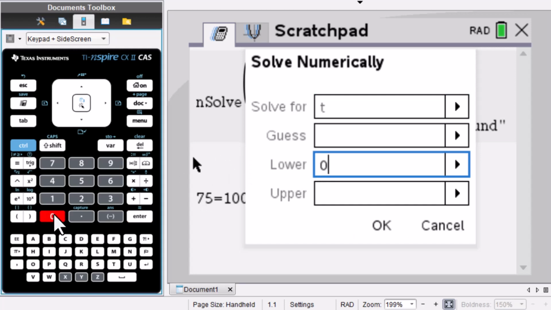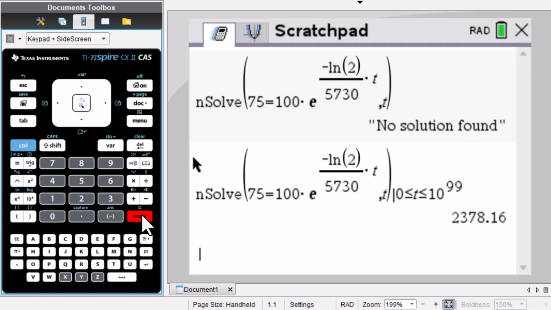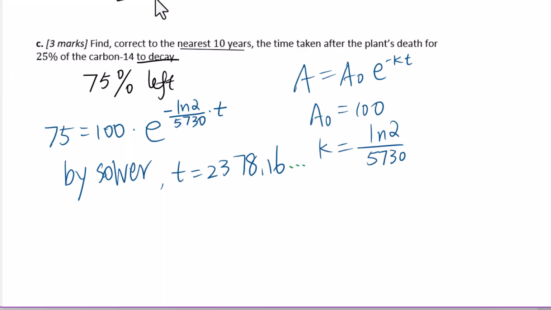For lower bound, we will put 0. Upper bound, we will put infinity. 10 to the 99th power is infinity. Enter, enter. We got the solution. My solver t equals 2378.16. We are looking for nearest 10 years. So we get 2380 years.